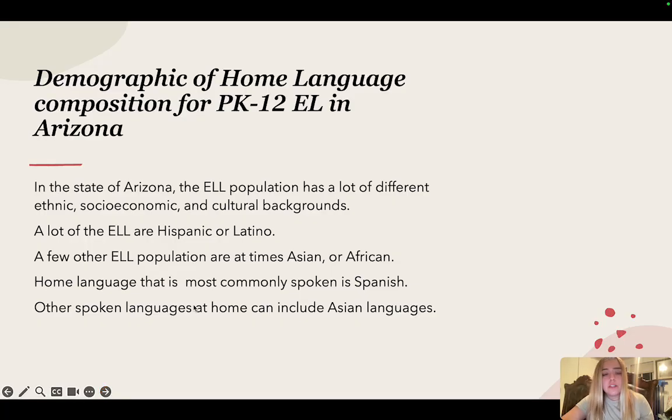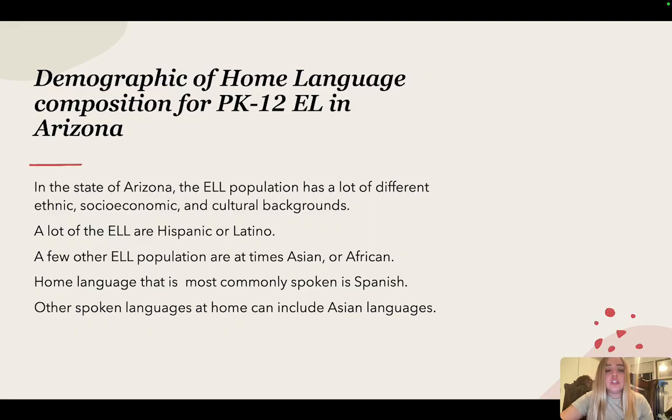Demographic of home language. In the state of Arizona, the ELL population has a lot of different ethnicities, social, economic, and cultural backgrounds. A lot of the ELL are Hispanic and Latino. A few other ELL populations are at times Asian and African. The home language most commonly spoken is Spanish.